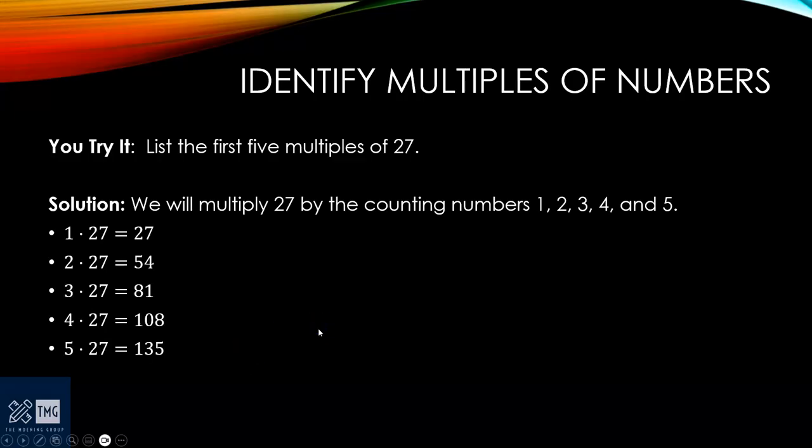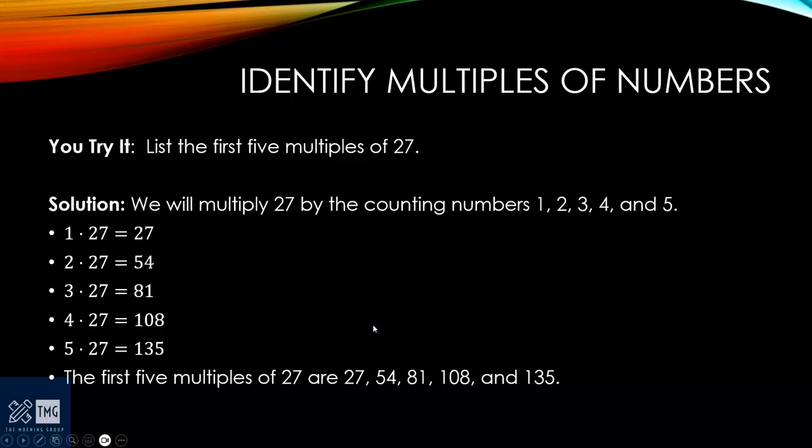So when we do that, 1 times 27 is 27. 2 times 27 is 54. 3 times 27 is 81. 4 times 27 is 108. And 5 times 27 is 135. So my first 5 multiples, again, they go with the first 5 counting numbers. So 27, 54, 81, 108, and 135. Multiples of numbers.